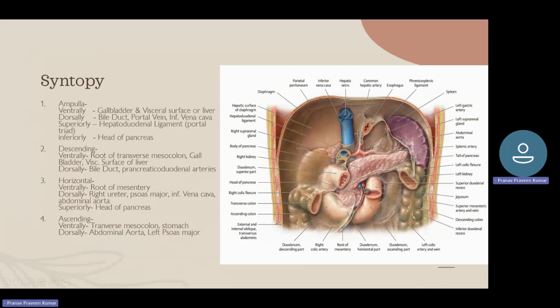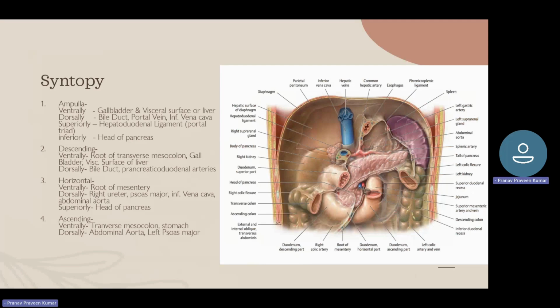Now syntopy. Let's start off with the ampulla, the superior portion. Ventrally would be the gallbladder and the visceral surface of the liver. The liver is supposed to be right here, but it was taken off, obviously. And behind this part would be the bile duct, which comes from the gallbladder and goes behind it, and then empties into the major duodenal papillae along with the pancreatic duct. And you'll have the inferior vena cava and the portal vein as well, the hepatic portal vein.